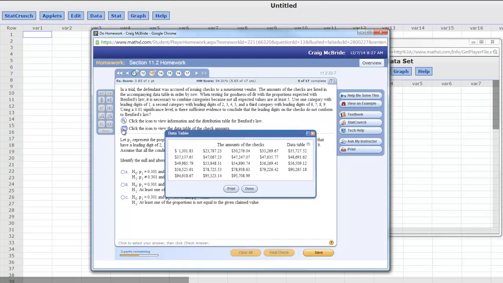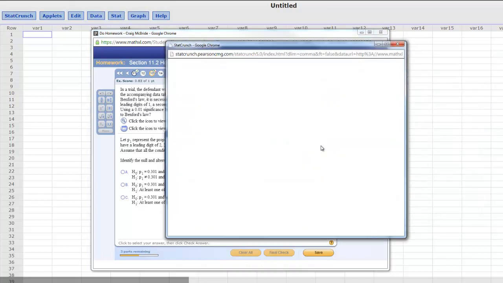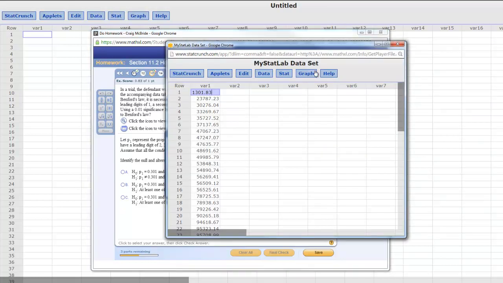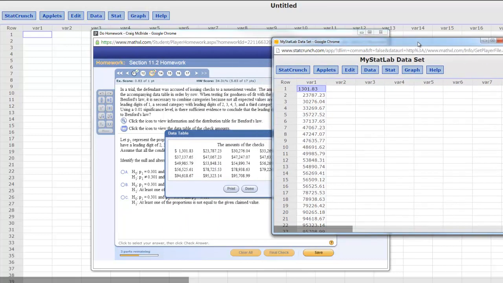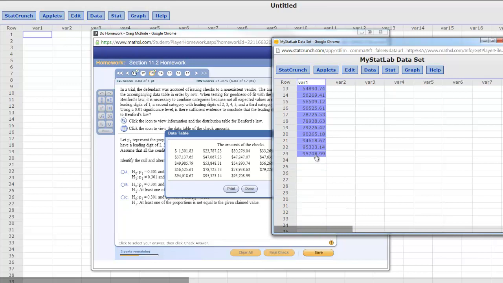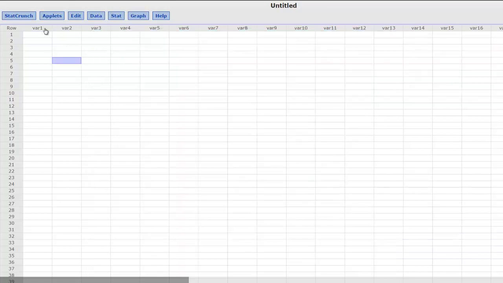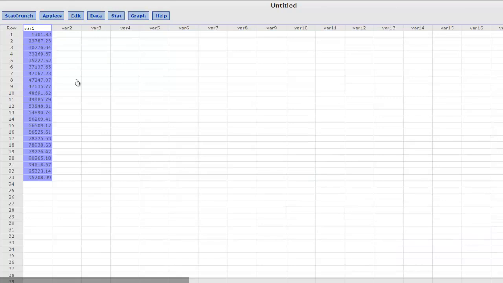The next thing is we take a look at the checks. In this particular question, there were a bunch of checks written, and we're trying to see if they actually follow Benford's law or not. Here's the first hurdle. If you try and open that in StatCrunch, it closes the previous one, right? So what I suggest is, if you want it all open at once, the easiest thing to do is to copy and paste, or you can copy it with Control C. Just open StatCrunch yourself, paste it into StatCrunch.